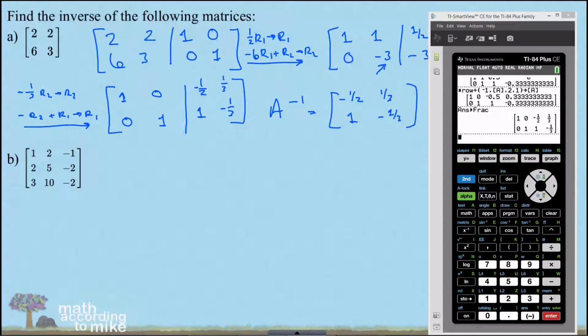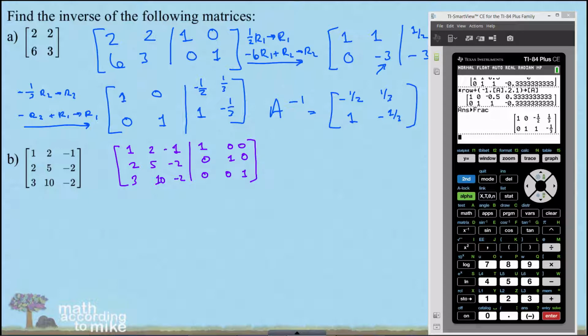In part B, we're going to do the exact same thing. We're going to augment it with the same size. Let me pick a different color. Is purple okay? I hope so. Same size identity matrix. So in this case, a 3 by 3 identity matrix. Sorry about that huge gap there.